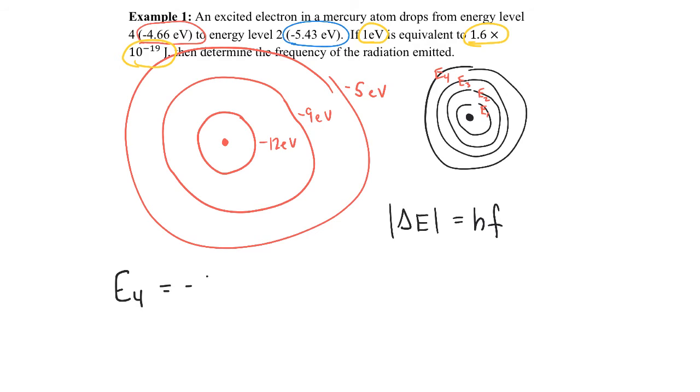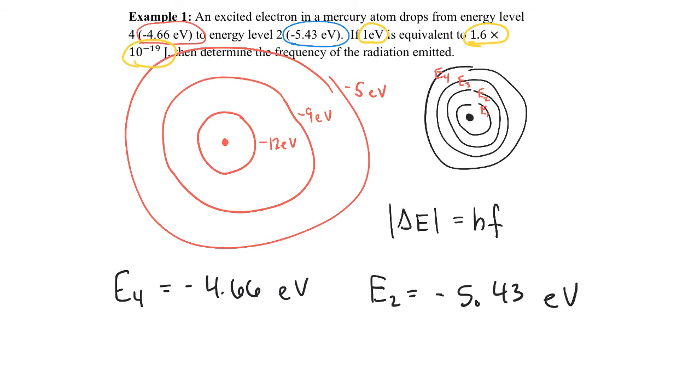E4, given, E2, given, and Planck's constant, H, 6.63 times 10 to the negative 34. It's a constant that's good to know, but you don't have to remember this. And we'll solve for F.